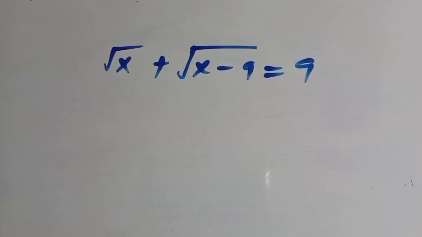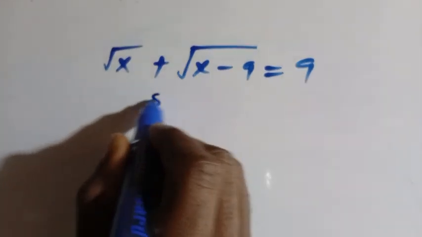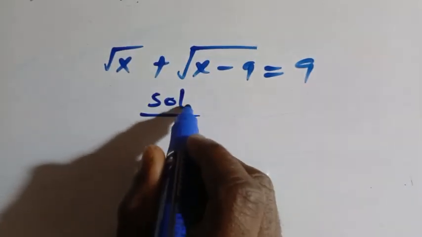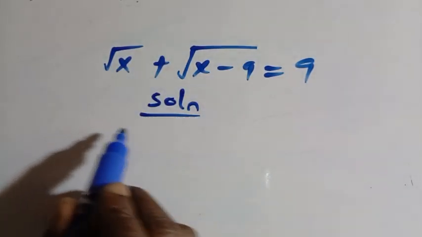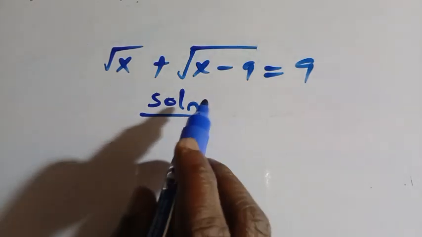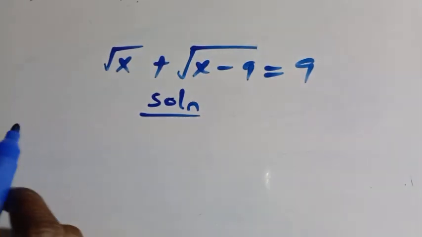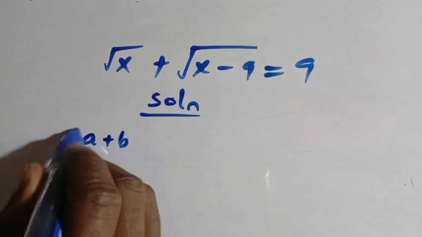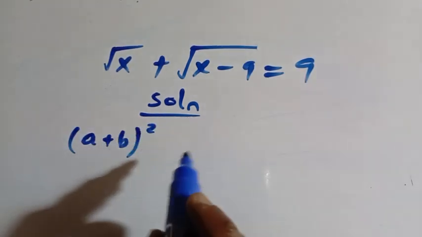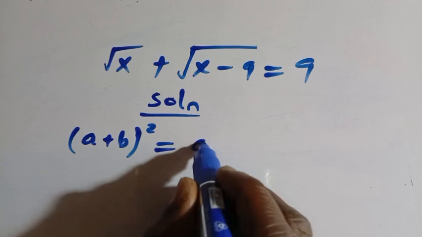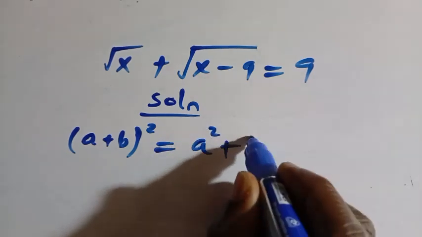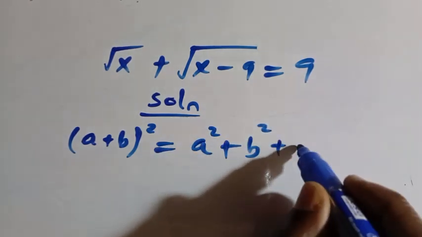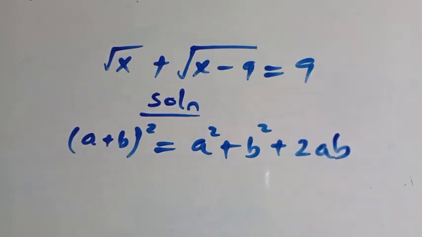How to solve these nice algebra equations. So let's see the solution from here. If you have root x plus root x minus 9 equals 9, this follows when we have (a + b) squared equals a squared plus b squared plus 2ab.